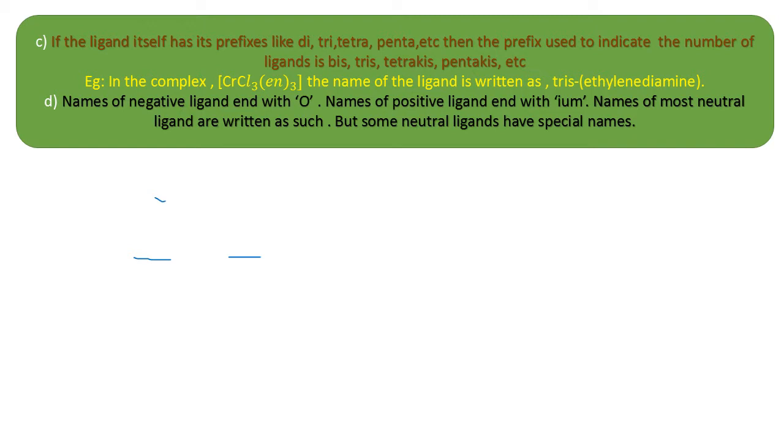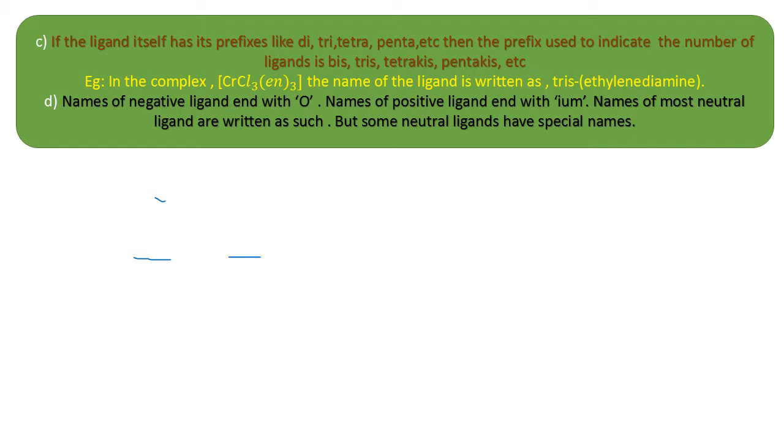Next point, names of negative ligands end with o and names of positive ligands end with ium. And neutral ligands have special names like aqua, carbonyl, nitrosyl, etc.